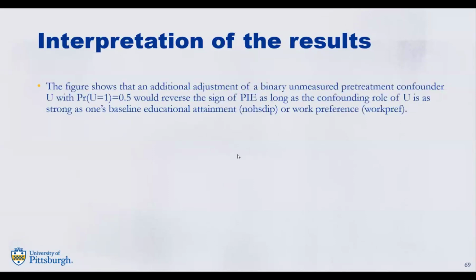Now I give the interpretation of the results here, again, mainly for your future reference. We can quickly go over it now. The figure shows that an additional adjustment of a binary unmeasured pre-treatment confounder U with the probability of being 0.5 would reverse the sign of PIE as long as the confounding role of U is as strong as one's baseline educational attainment or work preference, as I explicated earlier.